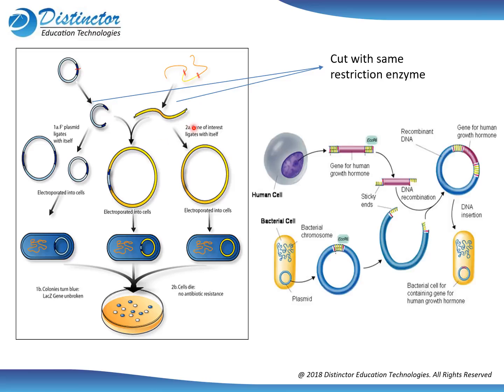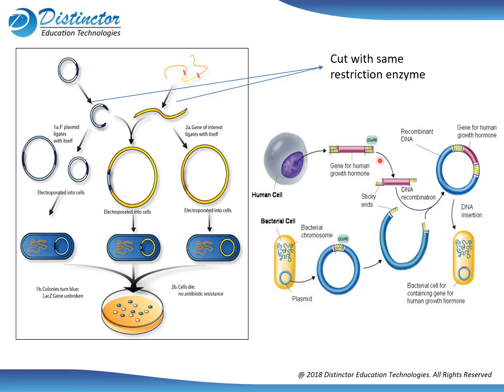So let us take one example. This is a human cell. This is a bacterial cell. Now we are going to isolate one gene. Let us take the example of a growth hormone. We are going to separate the growth hormone gene and then cut it with EcoRI.